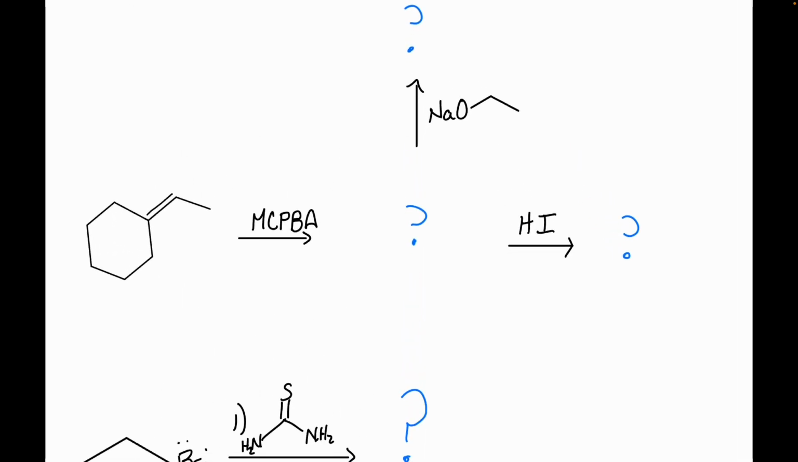So let's go through these. First of all, that MCPBA, what does that do for us? An epoxide, right? So that's one of our methods for preparing an epoxide. So I'm going to replace that double bond and add an oxygen right in the middle.